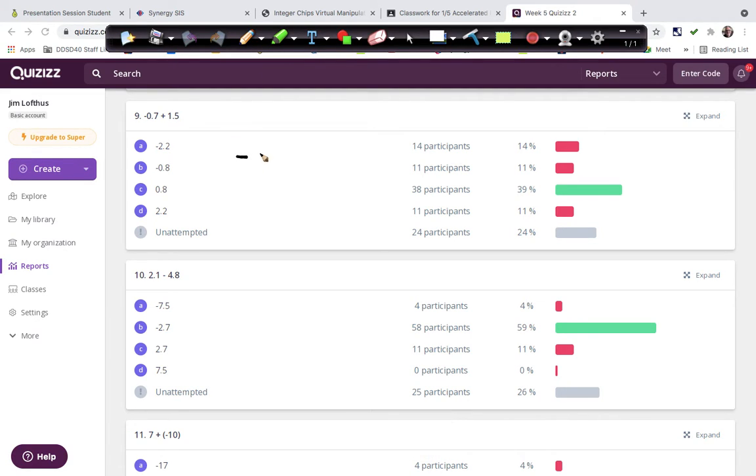Negative 0.7 combined with 1.5. These have different signs, so we're going to find the difference. The difference is 0.8. I have more positive, so that's how we got 0.8.